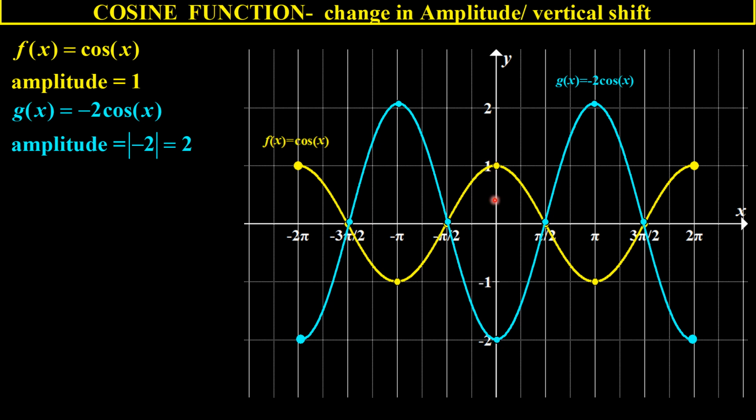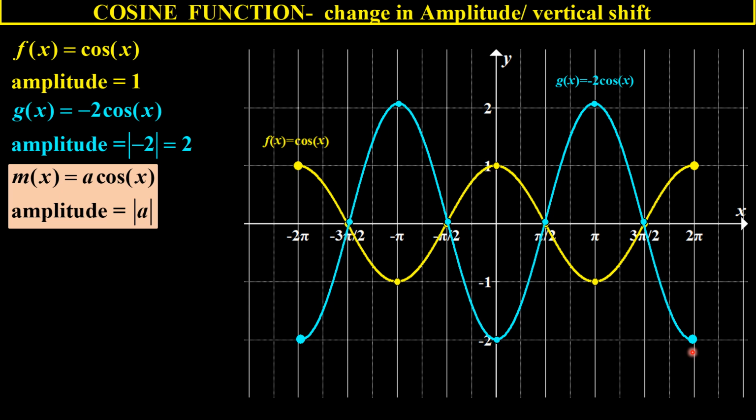So you can see the amplitude is 1. The amplitude is 2 there. But because I had a negative 2, it's a reflection in the x-axis. A positive value becomes a negative value, and a negative value becomes a positive value. So if we generalize here, if I have a cos x, the amplitude also would be the absolute value of the coefficient there.